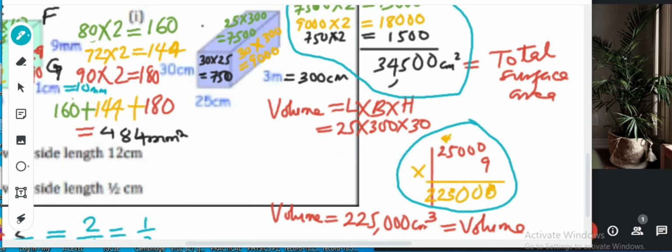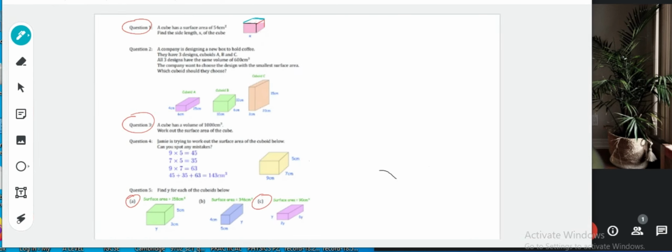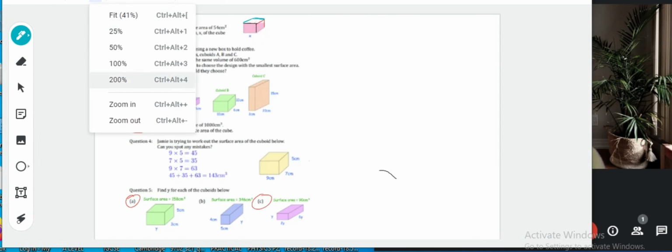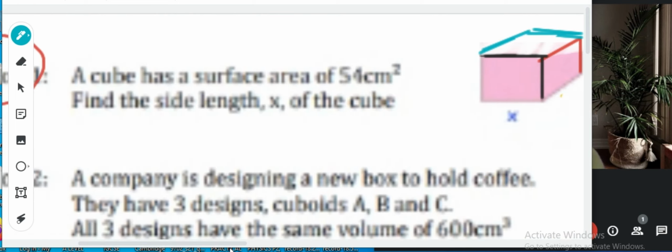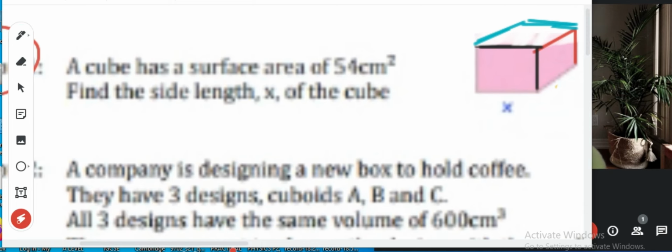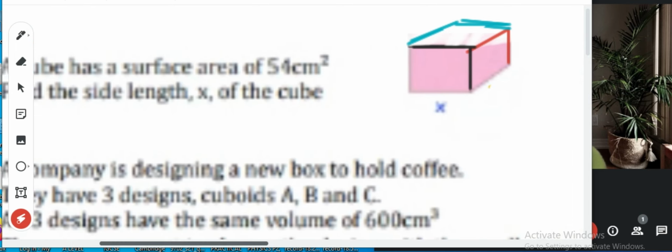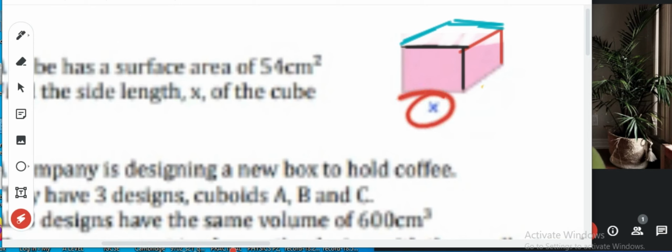Let's look at the next question. The next question says, a cube has a surface area of 54 cm squared. Find the side x of the cube. It has a surface area of 54 cm squared. Remember, all sides are equal. So if this one side is x, all the other sides are x.